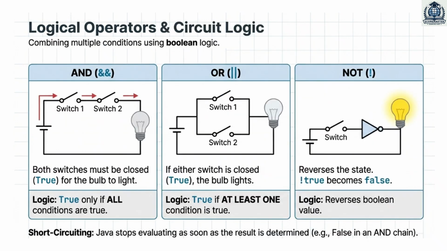And is true only when all conditions are true. Or is true if at least one condition is true, and not simply reverses the result. Java uses short-circuit evaluation, meaning it stops checking conditions once the final result is clear. Smart code saves time and performance.